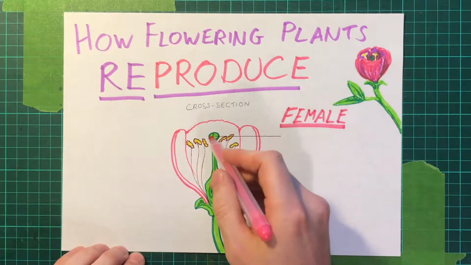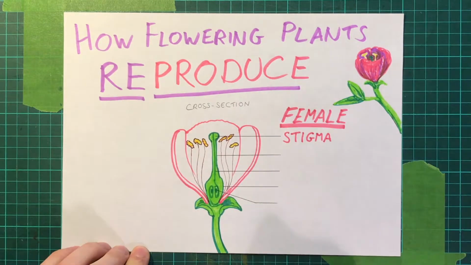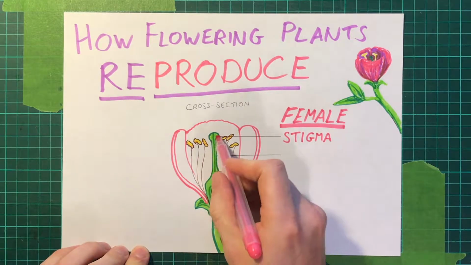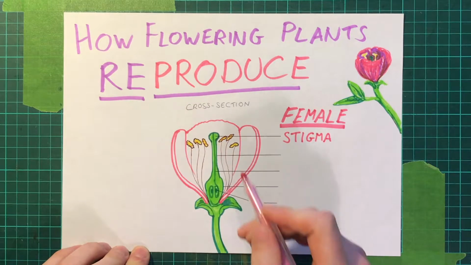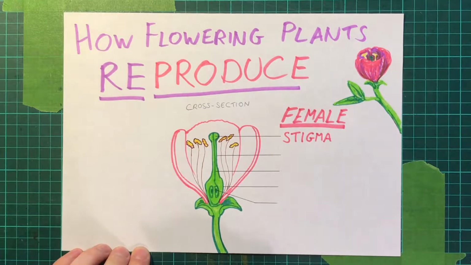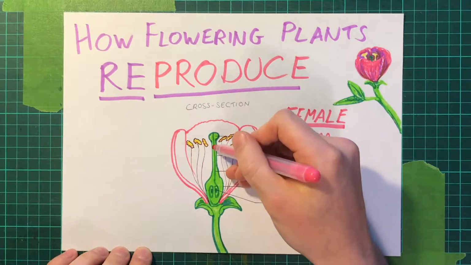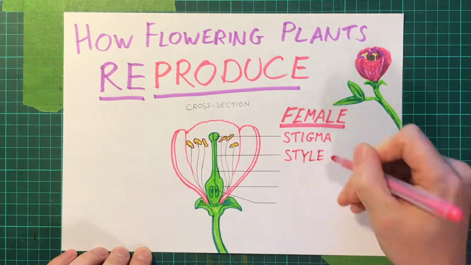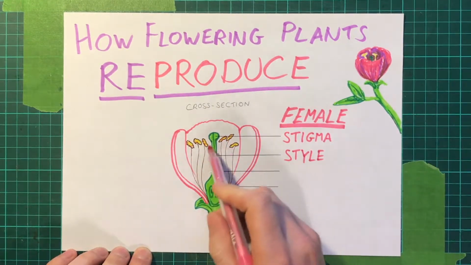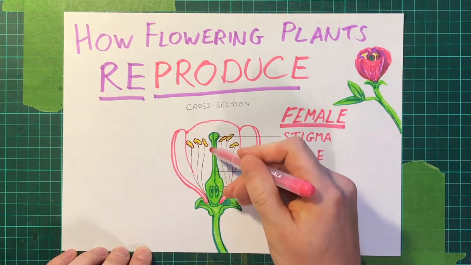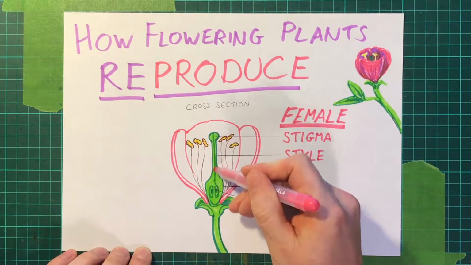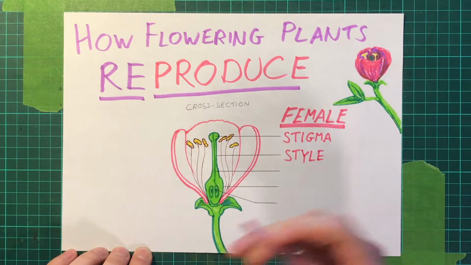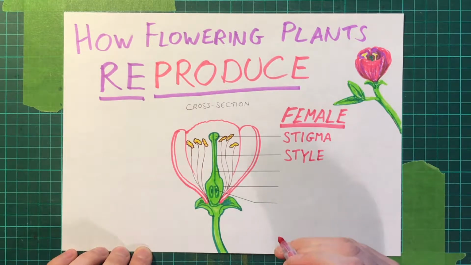This top part here is called the stigma, and this is the part of the flower that collects the pollen grains. We'll talk more about pollen grains later. This central bit here is called the style, which obviously supports the stigma and also contains this next bit. Down the middle is the pollen tube, which does what it says on the tin, and it's the tube that the pollen goes down.